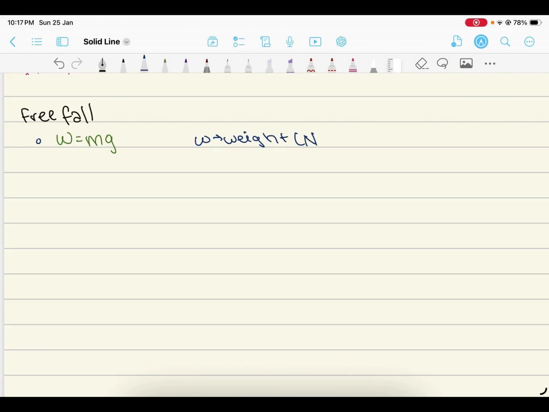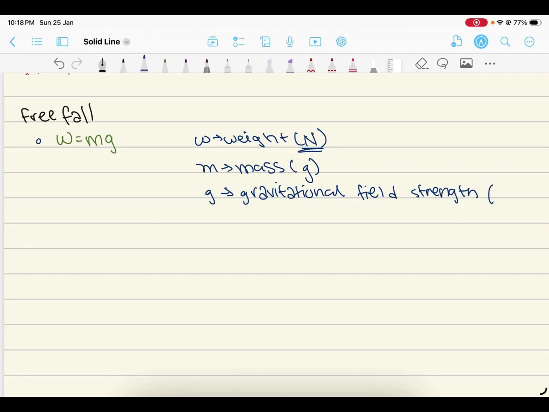Weight is measured in Newton. It's a force. Okay, W is a force, as you can see, it's in Newton. Mass is m. Sorry, it's g, and g is gravitational field strength, which has a unit Newton per kg. And mass is in kg.